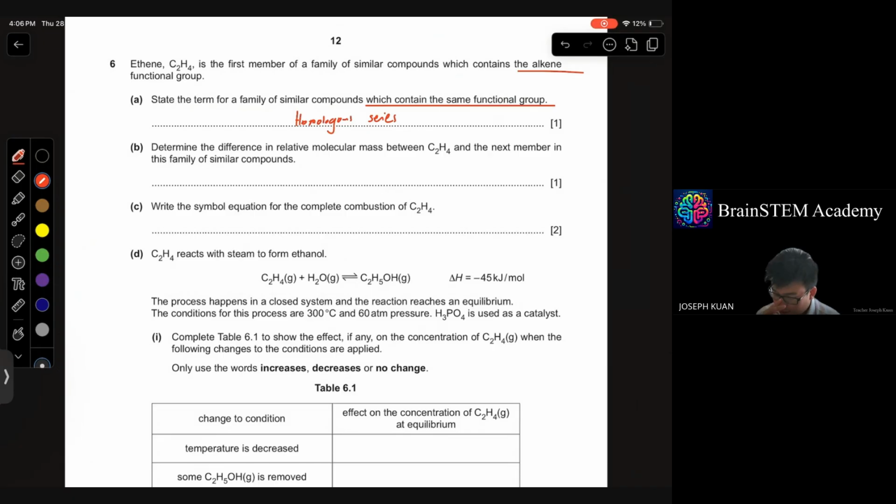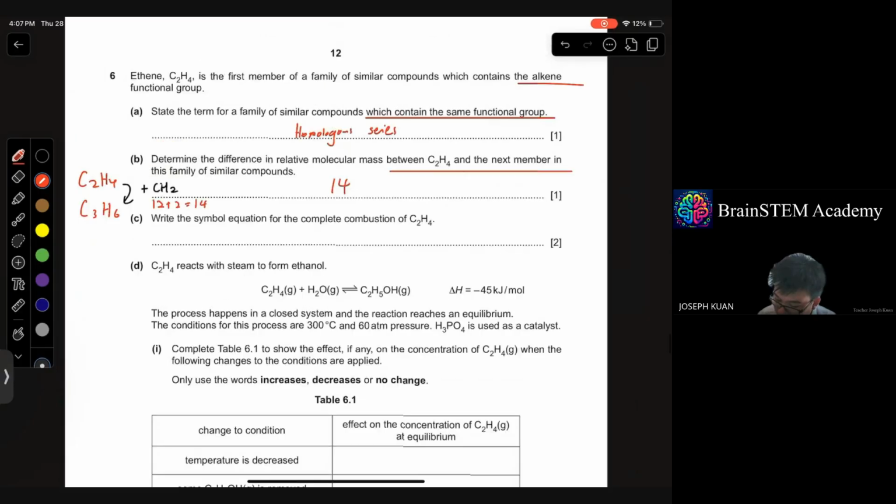Next, determine the difference in relative molecular mass between C2H4 and the next member in a family of these similar compounds. Well, the next member is C3H6. If you notice, you add CH2. And what's the relative mass of CH2? Using the periodic table, 12 plus 2, 14. In other words, as you go down, the mass increases by 14 for each succeeding member.